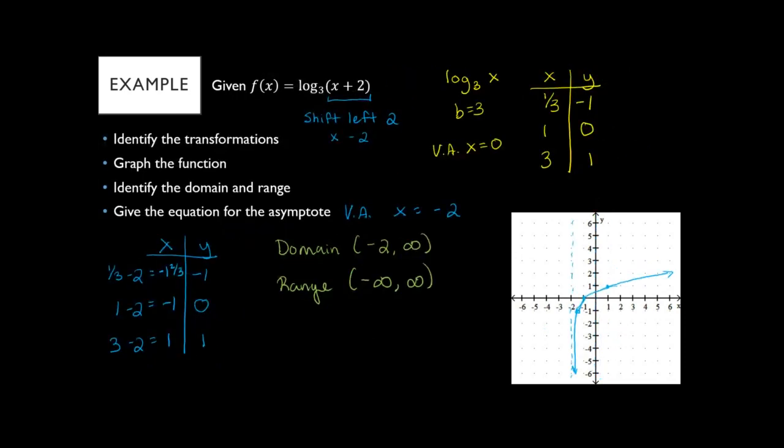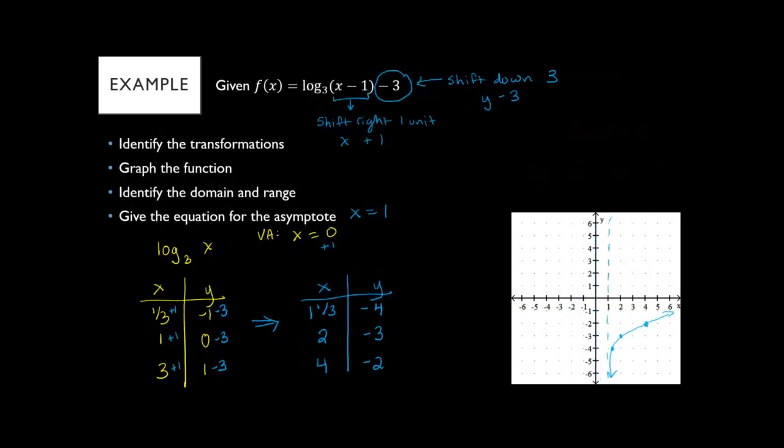Here we moved it to the left. Now we've moved to the right. We have multiple transformations going on. So we found our equation for the asymptote. That's at x equals 1. So all that's left is domain and range.